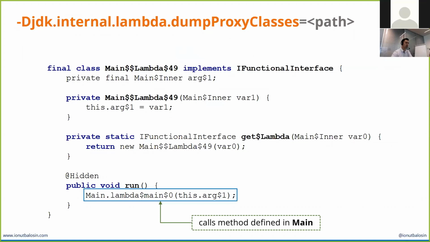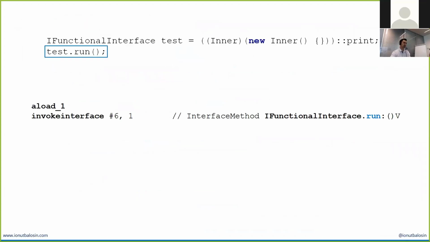So if we get back to our initial example, let's suppose we call test.run. We saw what the new Inner generates and how the print method reference is desugared. But now let's see how it works when we say test.run.